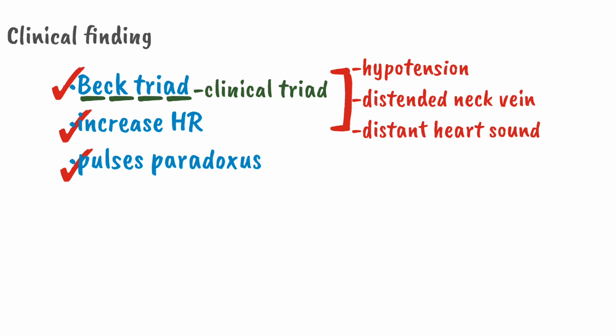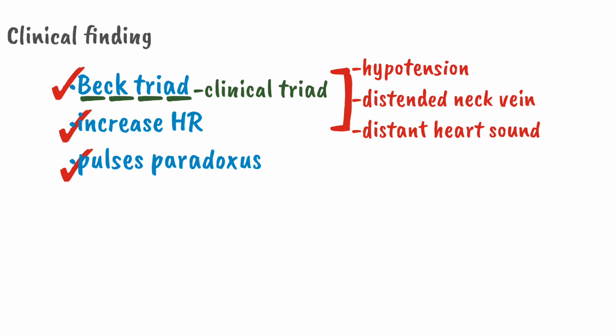The hypotension is produced because the heart cannot pump blood forward. So as a result of this failure, there will be hypotension. There will also be accumulation of backward pressure in the heart, which leads to distended neck veins, and the heart is floating in a fluid, so it cannot produce a proper heart sound. So there will be a distant heart sound. These three clinical findings, hypotension, distended neck veins and distant heart sounds, are characteristic of cardiac tamponade.